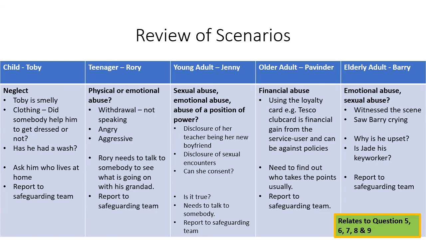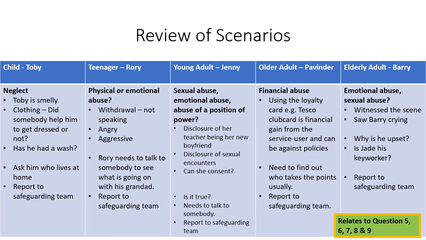And now you've looked at all 5 scenarios, you'll see there's a review here with what might be happening to those particular individuals. So you will see the first one, Toby, the child. So it could be neglect because Toby is smelly, his clothing is smelly. Did someone help him to get dressed or not? Has he had a wash? Ask him who he lives with at home, and you need to report to the safeguarding team.